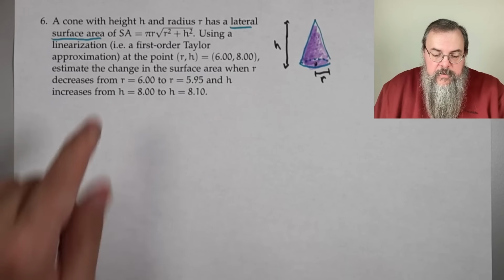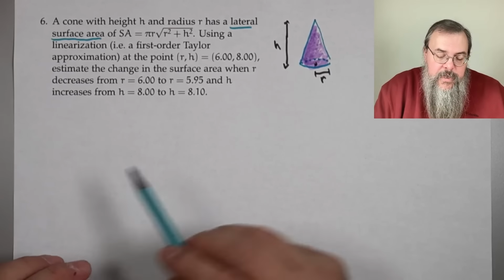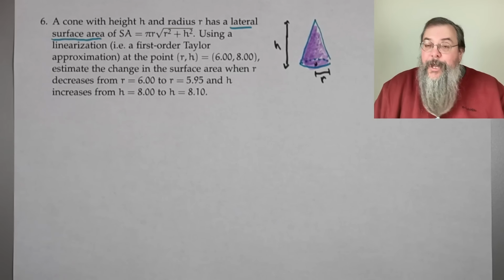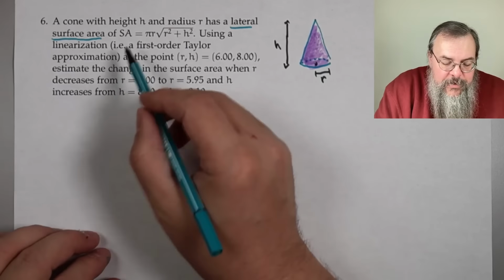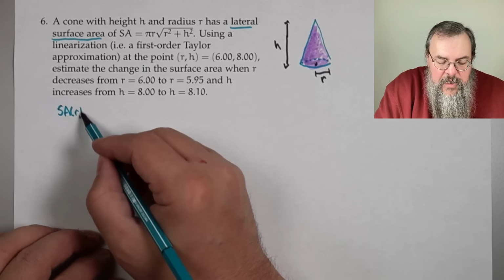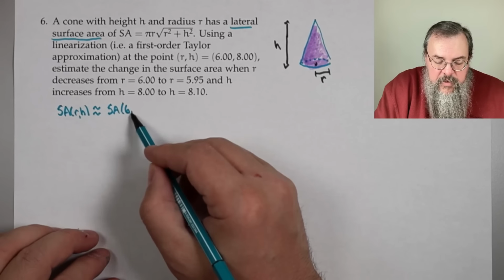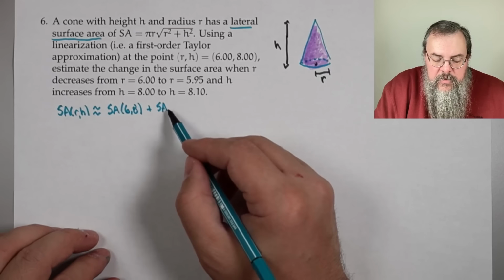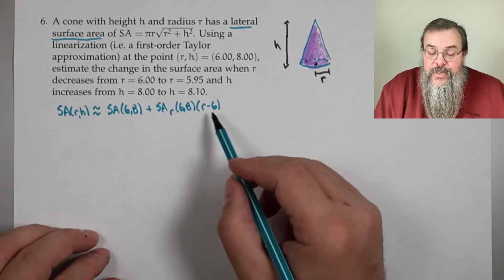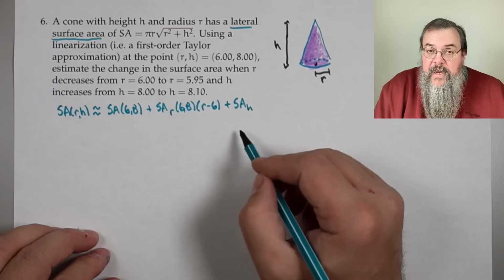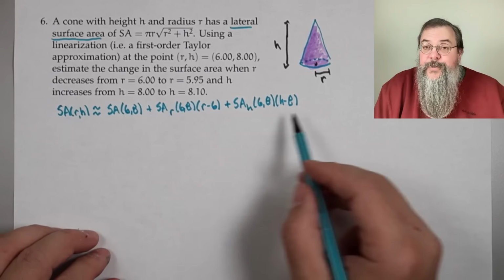Well, we need to think of this as a function, and we're after a change in the surface area. Before we do the computations, let's remind ourselves of first order Taylor approximations, linearization, tangent plane, whatever you want to call it. If we're thinking of this as a function, it says the surface area at r and h is approximately the surface area at the initial point (6, 8), plus the derivative of the surface area with respect to r at (6, 8) times r minus 6, so change in r, we'll get back to that, plus the derivative of the surface area with respect to h at (6, 8) times h minus 8. So this right here is our first order Taylor approximation.